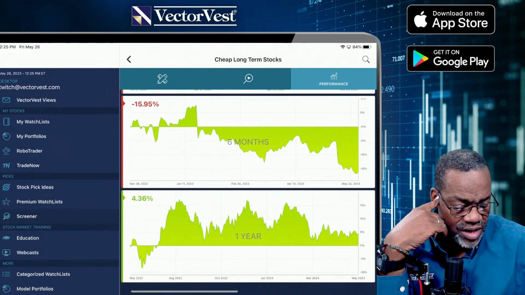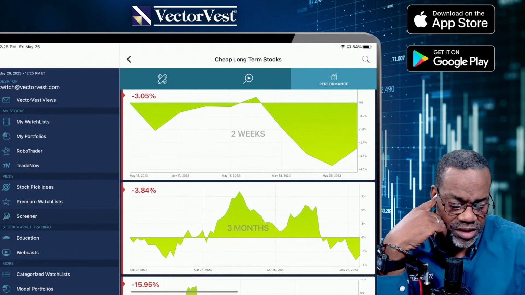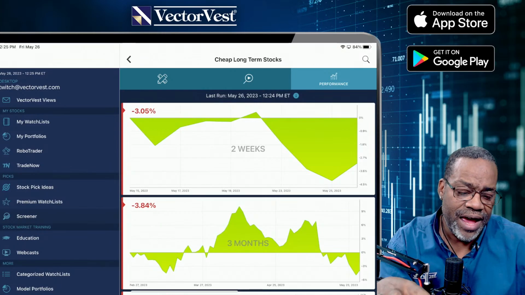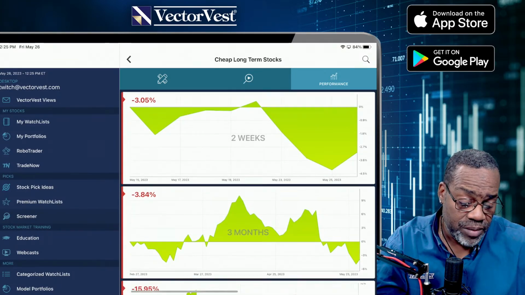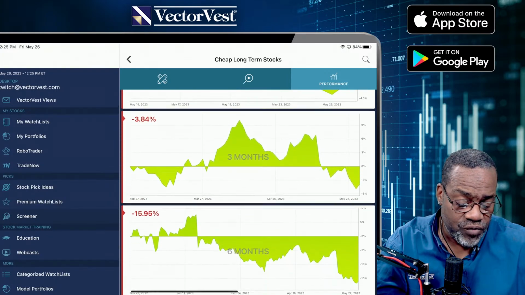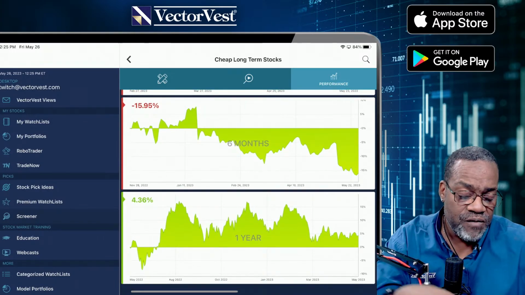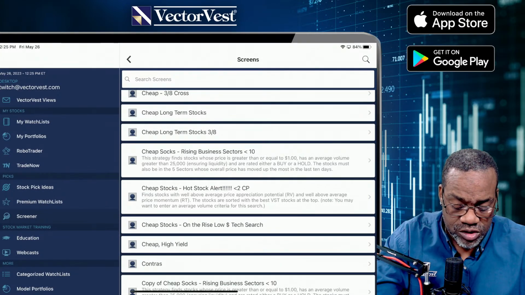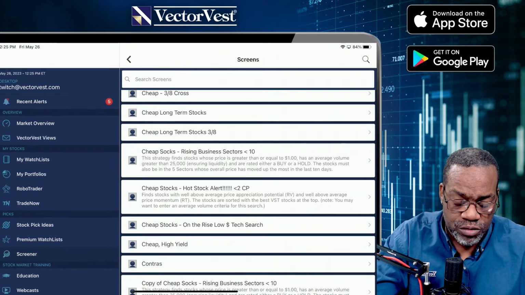Man, it's tough. It has been tough. Over the last year, though, it's still in the positive, but pulling down. It's a tough market. All right, so that's the cool thing that you can see. Even though I have it as a search, I can see what the performance is. Down 3% in the last 2 weeks, down 3.84% in the last 3 months, down almost 16% in 6 months, but up 4.36% over the last year. All right, so that was a great question, and I'm glad that I was able to at least walk you through understanding what that search was all about.